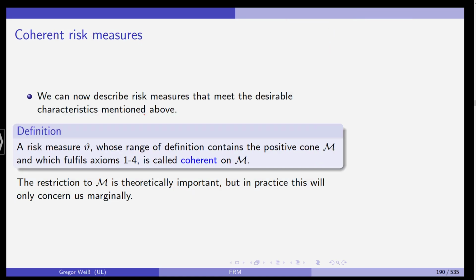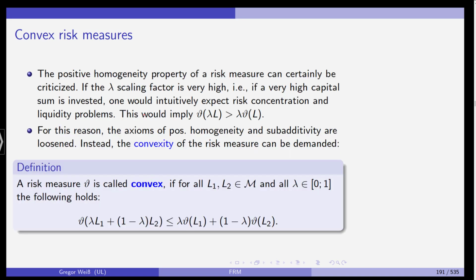That's the fourth one. And if now a risk measure mu satisfies all four axioms, monotonicity, translational invariance, subadditivity, and positive homogeneity, then it is called coherent, ein kohärentes Risikomaß. And this restriction to a convex cone is theoretically important, but in practice we don't need that. So that's a coherent measure of risk.